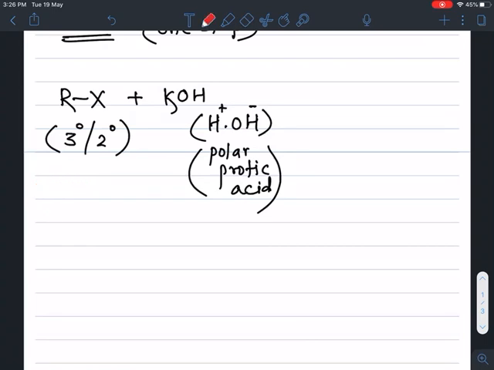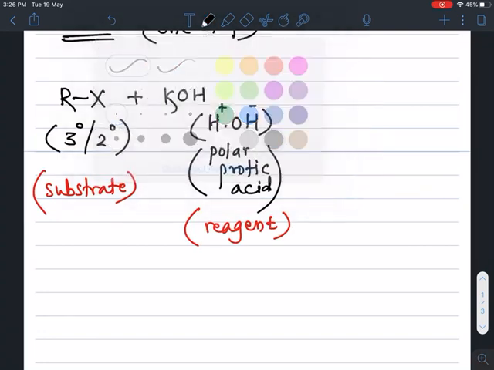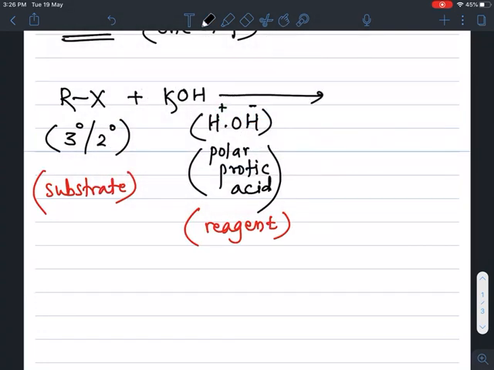Alkyl halide is the substrate, and a polar protic reagent like water, or aqueous KOH or NaOH, acts as the reagent. Now, when the reaction takes place, what happens? It undergoes hydrolysis. After boiling, what do we get as the product?